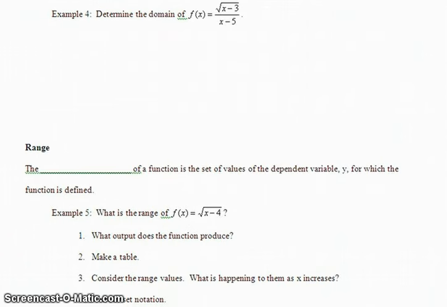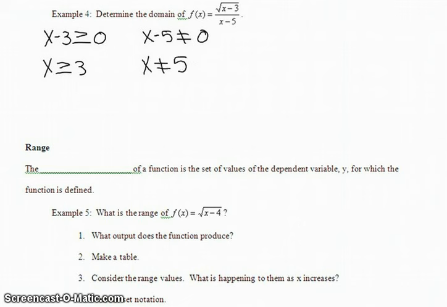We need to determine the domain of f of x equals the square root of x minus 3 over x minus 5. I can't have a negative under that square root, so my x minus 3 has to be greater than or equal to 0. I also can't have 0 in my denominator, so x minus 5 can't equal 0. Solving both of these independently, I'm going to add 3 to both sides, so x has to be greater than or equal to 3. Add 5, x can't be a positive 5.